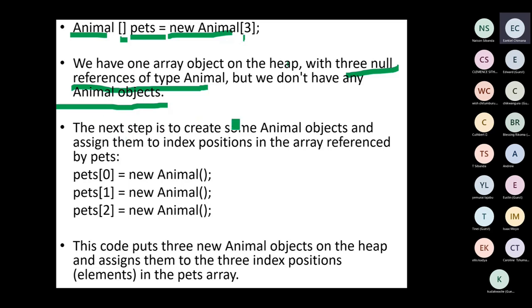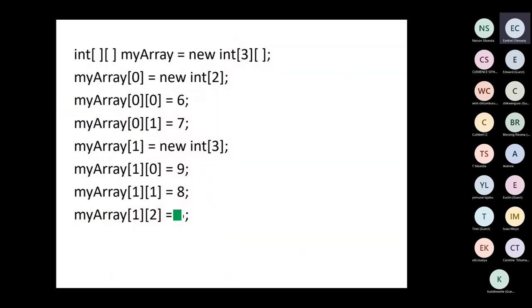So the next step is to create some animal objects and assign them to index positions in the array referenced by pets. Here, you can create an object and put it at index 0, another at index 1, and another at index 2. That's all. We have 3 objects, and this is the size of our array. So this code puts 3 new animal objects on the heap and assigns them to the 3 index positions in the pets array. Maybe it's a dog here, this one is another one, and this one is of another type, maybe a cat or something like that.